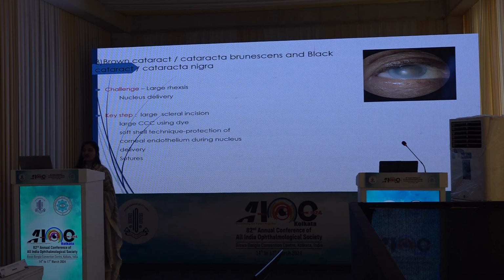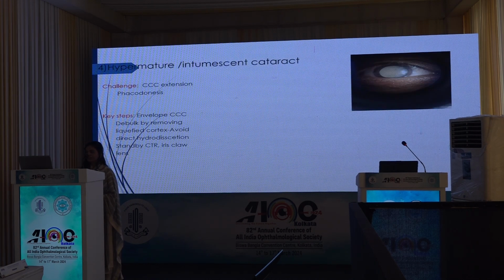Now the third case scenario is brown cataract and black cataract, that is cataracta nigra. Here the challenge is the large rhexis. While doing the rhexis, there is a chance of running out of the rhexis and a nucleus delivery. So the key steps here are a large scleral incision and large CCC using dye. We should keep the dye for a longer time. Soft shell technique to protect the corneal endothelium during nucleus delivery, and we should take sutures to reduce the astigmatism.